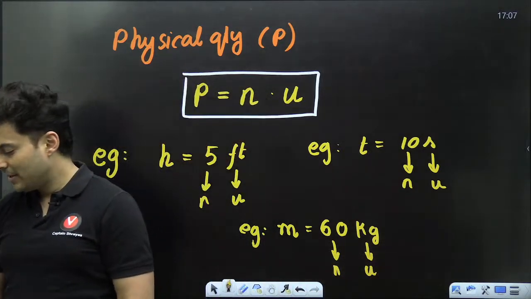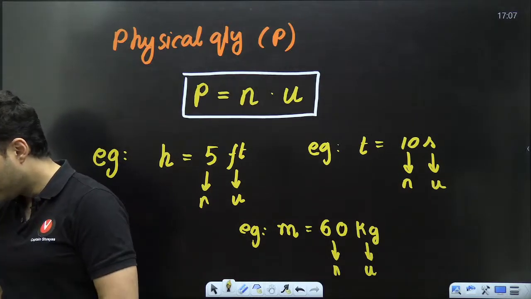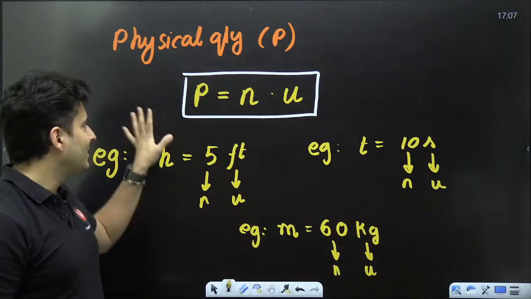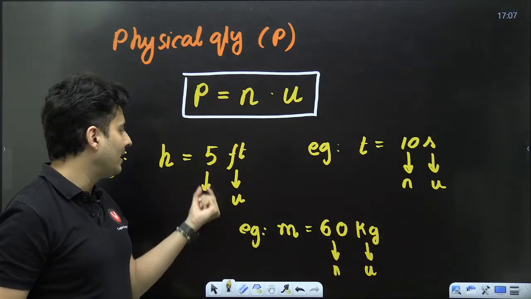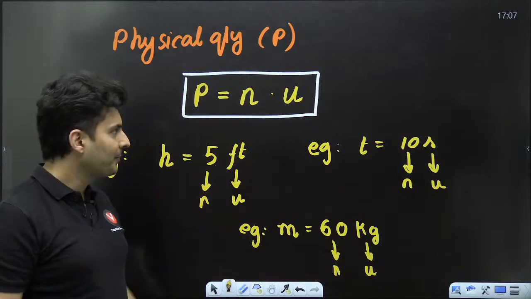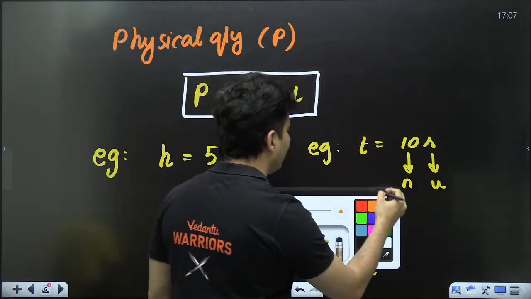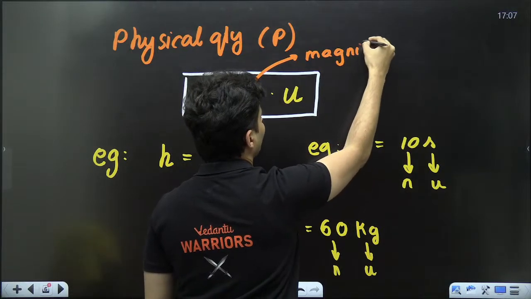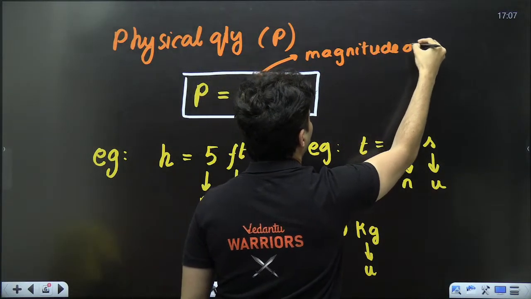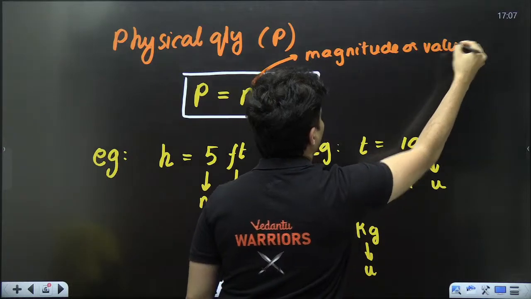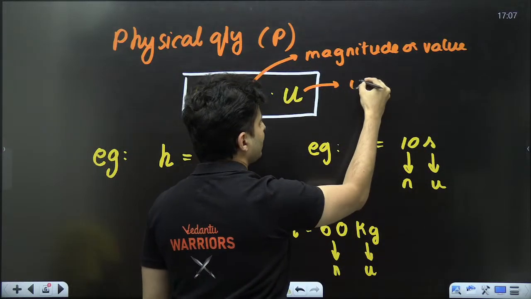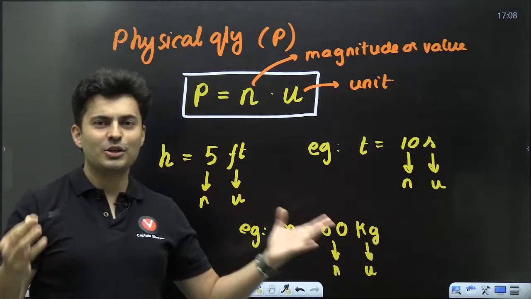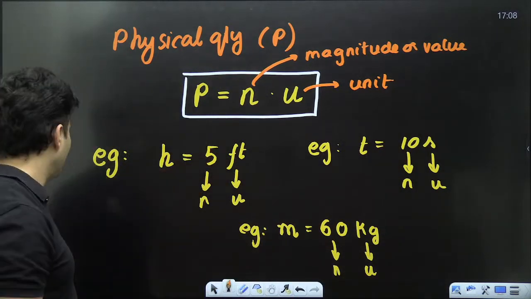Is that right, everybody? Everybody with me? Awesome. Very good. So now that you understand, any physical quantity will always have a number and a unit. This n is often referred to as the magnitude, or just simply put, the value. And this u is nothing but the unit in which you are measuring it.